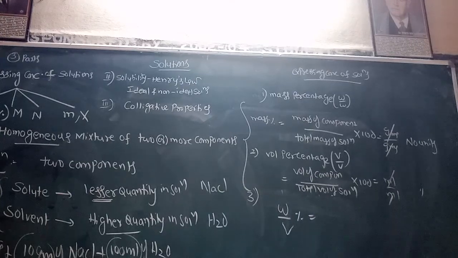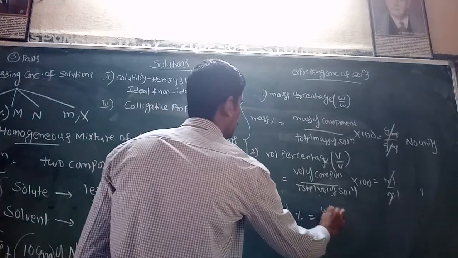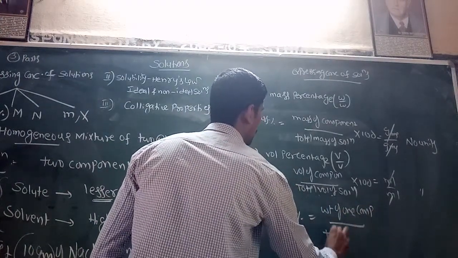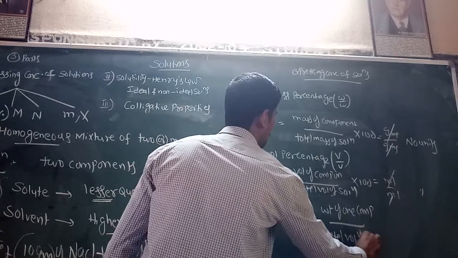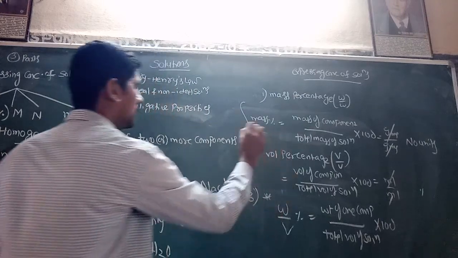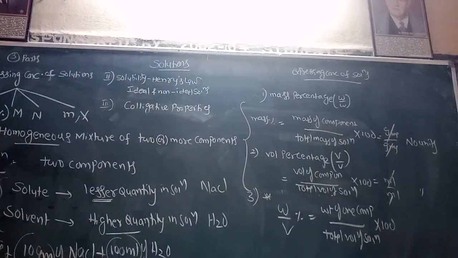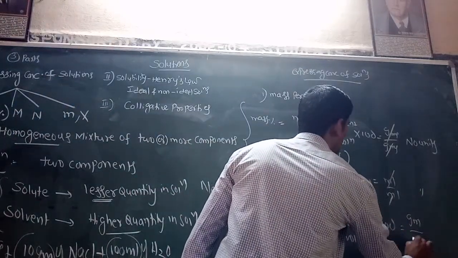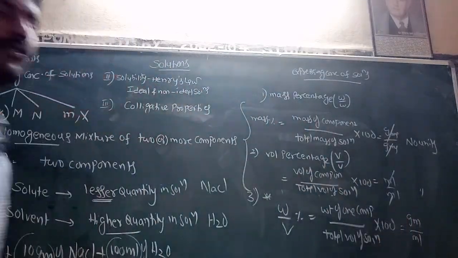Weight by volume percentage: weight of one component by total volume of solution into 100. This is very important. Most of the solutions in the laboratory are expressed in terms of weight by volume. So, weight of one component by total volume of solution into 100. Weight or mass is in grams, and volume unit is mL, so the unit is gram per mL.